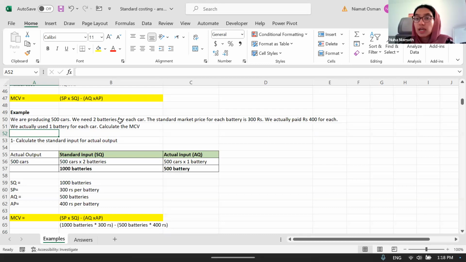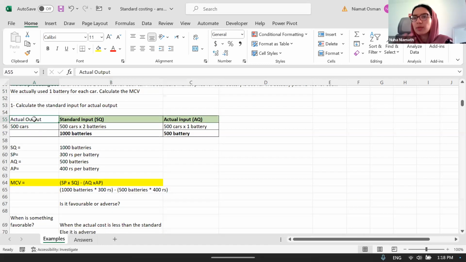How many batteries you need as per standard? Two batteries. This is your standard input, which is nothing but your SQ. The standard price for each battery is 300 rupees, becomes your SP, standard price. But we actually ended up paying 400 rupees. So this becomes your AP, actual price. We actually used one battery for each car. So this will become my AQ, actual quantity used for the actual output. Calculate the material cost variance. So if you look here, we first always have to make a table. What does the table show? What will be my actual output? What is the standard quantity for my actual output? It's always standard quantity for my actual output, standard input and actual input.